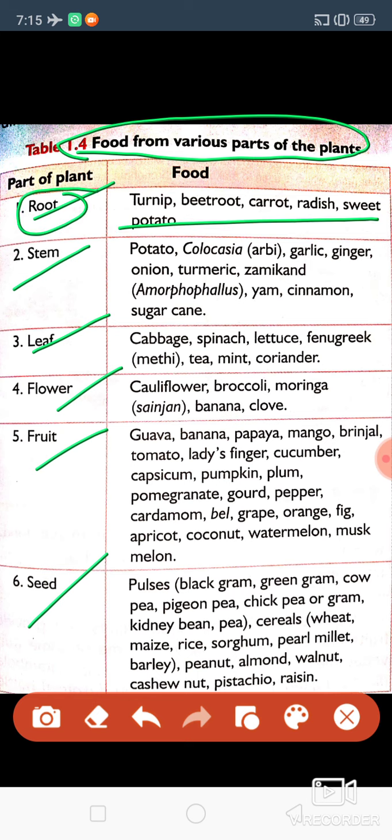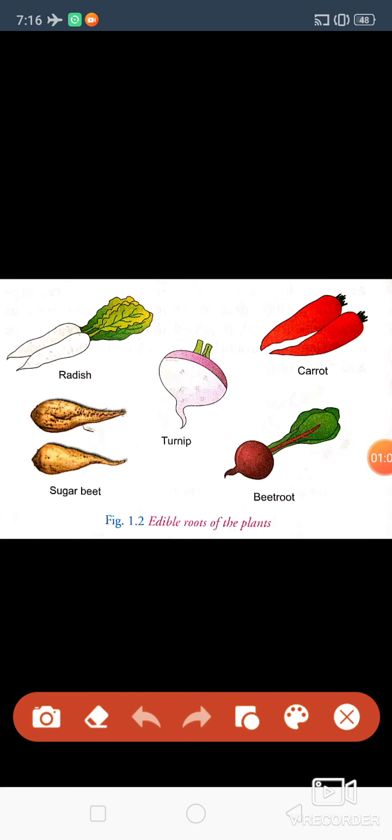Like from root, what kind of food do we get? So turnip, beetroot, carrot, radish. From stem we get potato, garlic, ginger, onion, so many types. In leaf, cabbage, spinach, so many food items we get from different parts of the plant. So one by one we are going to see. First of all we'll see the food items which we get from roots.